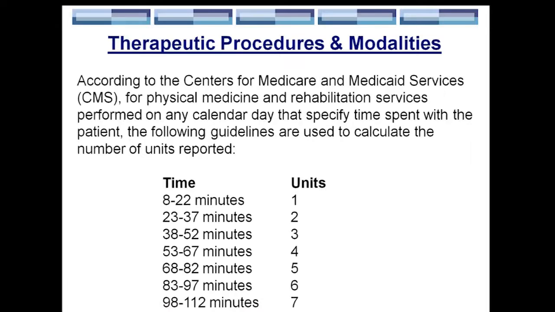Now, let me share with you a little bit about timed codes. Again, anybody have any questions, send them in, and we'll get to them at the end. According to CMS, 1 unit is 8 to 22 minutes. 2 units is 23 to 37. 3 units is 38 to 52. 4 units is 53 to 67. So please do not automatically assume the insurance companies you're billing use this format. You need to contact every insurance company you bill and find out what their rules are on time codes. So now, we'll just leave it at that.